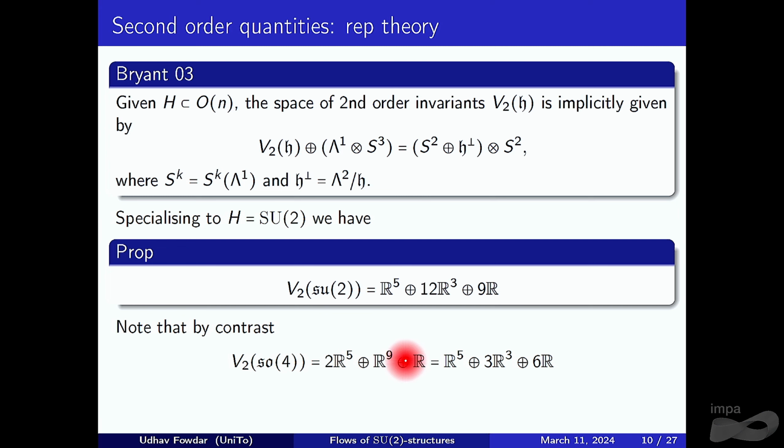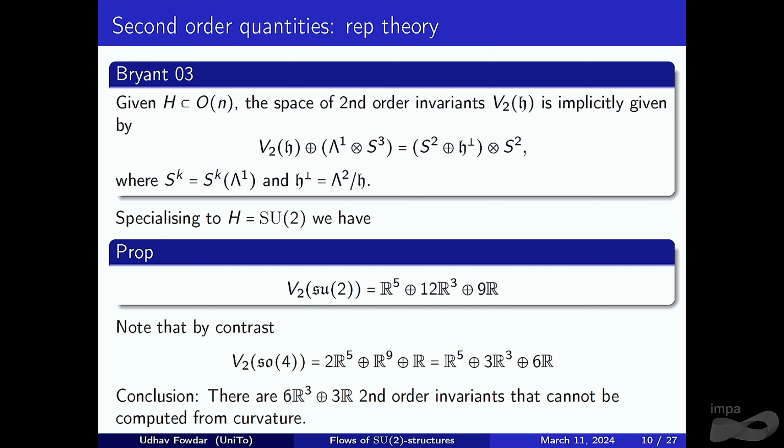The R9 is simply the traceless part of Ricci, which as SU2 modules splits into 3 bits, so there are 3 copies of R. And one part of the Weyl curvature trivializes, so I get 5 here. And one stays irreducible, which is the R5 here. Okay, the conclusion of this computation is that there are certain SU2 invariant, diffeomorphism invariant quantities which cannot be computed out of curvature. There are 6 3-dimensional components and 3 1-dimensional components out of this. So let me make all of this very explicit now.